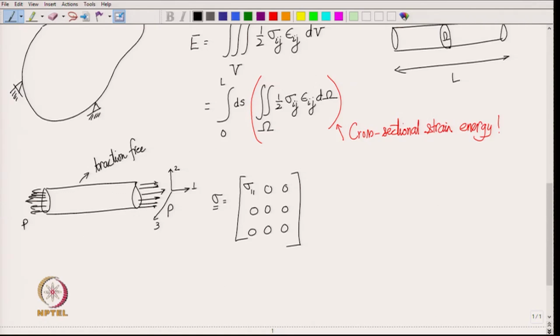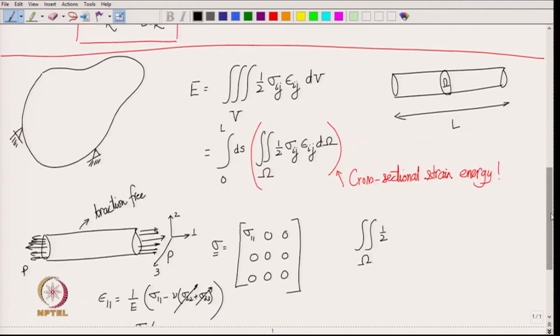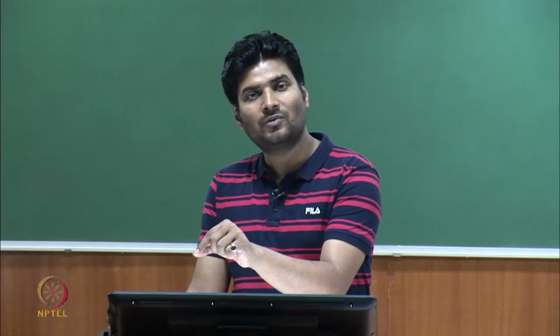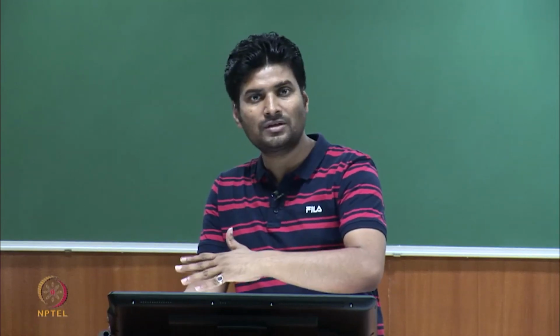Okay. And for such a state of stress, what would be epsilon 11? You use 3-dimensional Hooke's law, that is 1 over E times sigma 11 minus nu times sigma 22 plus sigma 33, but this is 0. So, that is simply sigma 11 by E, correct. So, what is the cross sectional energy? The cross sectional energy is then integration over the cross section half sigma ij epsilon ij. And you have to remember that we have a double summation here actually over i and j. So, we have to sum over the different components of stress multiplied with the same component of strain: sigma 11 into epsilon 11 plus sigma 22 into epsilon 22. Likewise, you do it for all the components and then sum it.